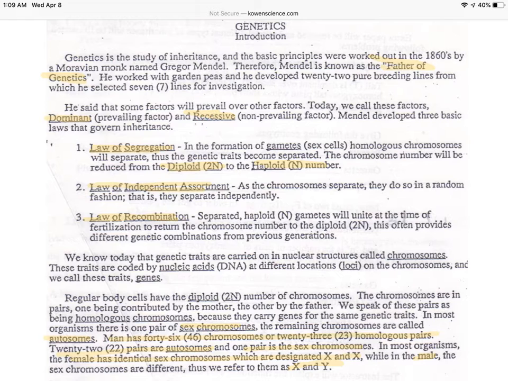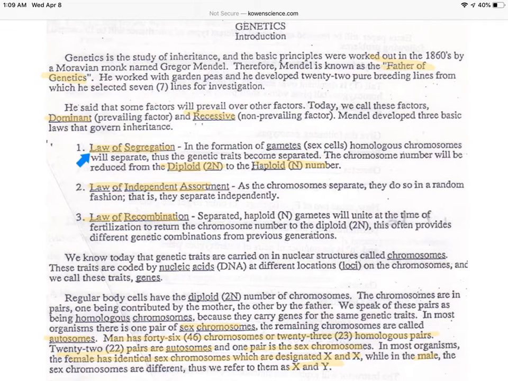He also came up with 3 laws of genetics, or inheritance. The first law is called the law of segregation. It says that in the formation of gametes, or sex cells, which means the eggs in the female and the sperm in the male, the chromosome number will separate and reduce from diploid to haploid. What that means is that in humans you have 46 chromosomes, but your gametes will have 23 chromosomes.